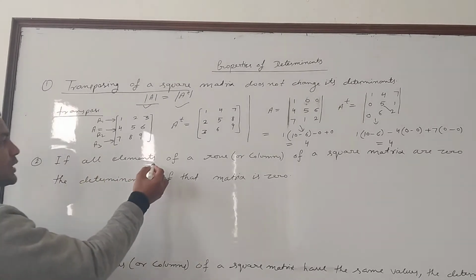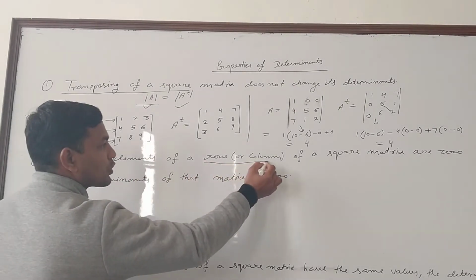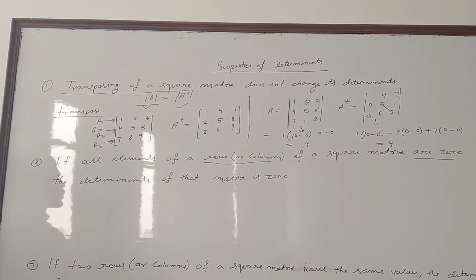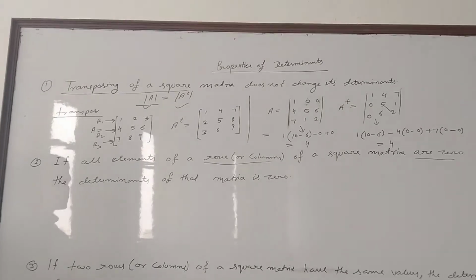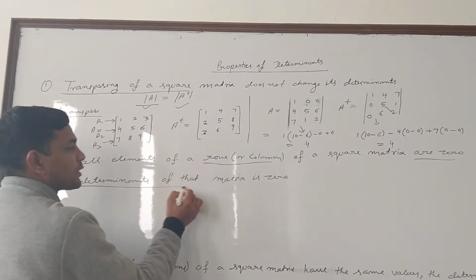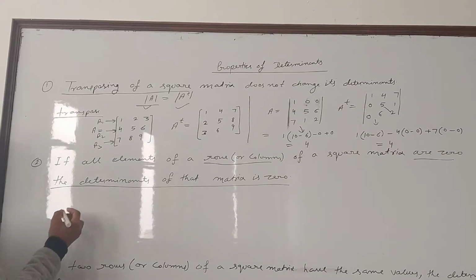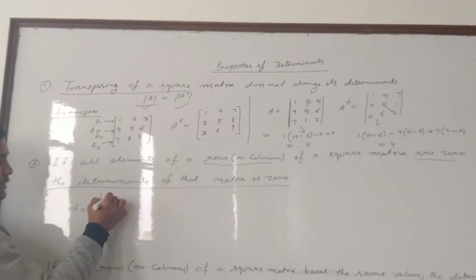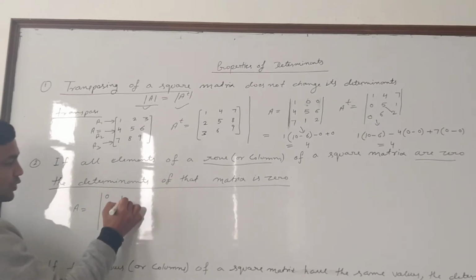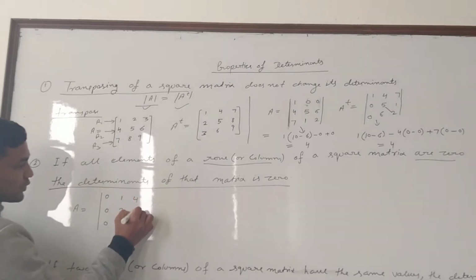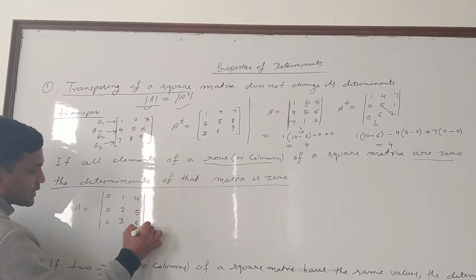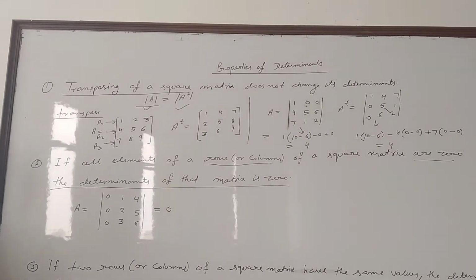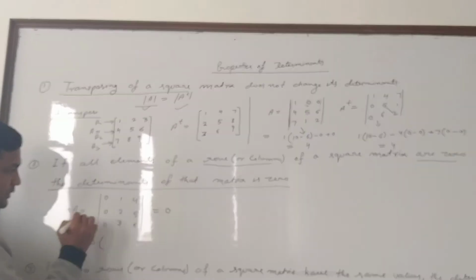Second is, if all elements of a row or column of a square matrix are 0, the determinant of that matrix is 0. It means suppose that we have a determinant A equal to 0, 0 and 0, 1, 2, 3, 4, 5 and 6. In this case the determinant of this matrix is always equal to 0, or we can simplify this.